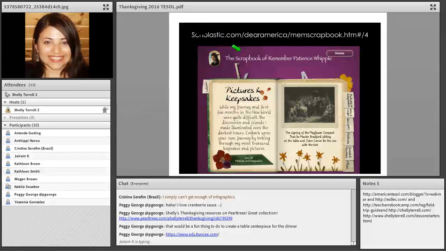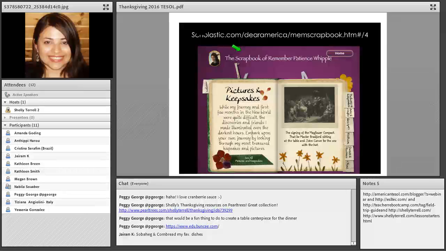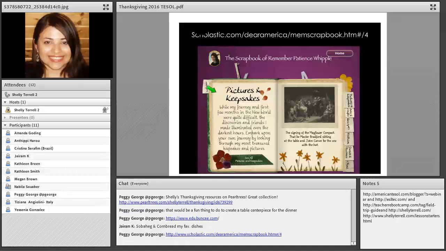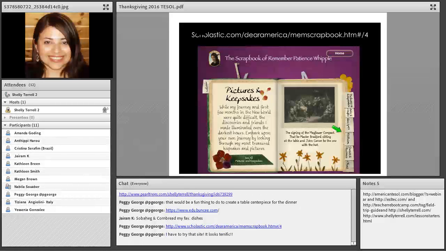Another Scholastic resource that I love is this digital scrapbook. It's of a pilgrim girl. She's a pilgrim teenager, and it's interactive, so students can read. They can see pictures of her life. They can also read the history behind those pictures. They can take quizzes. They can see recipes. You can see different spotlights of her life back then. And so your students can look at the scrapbook, and then they can create their own.